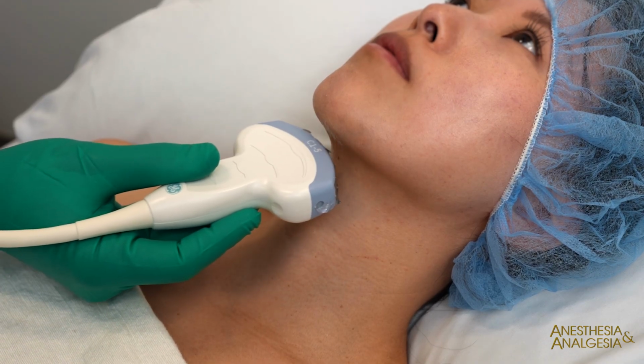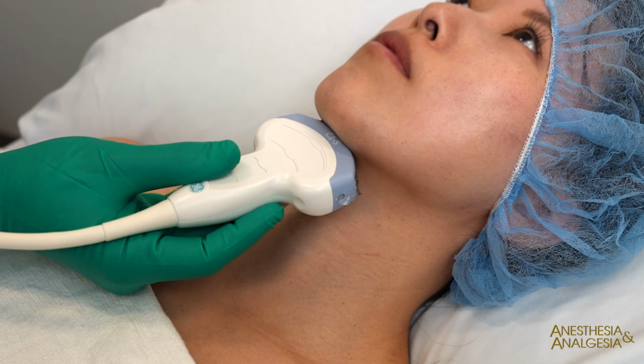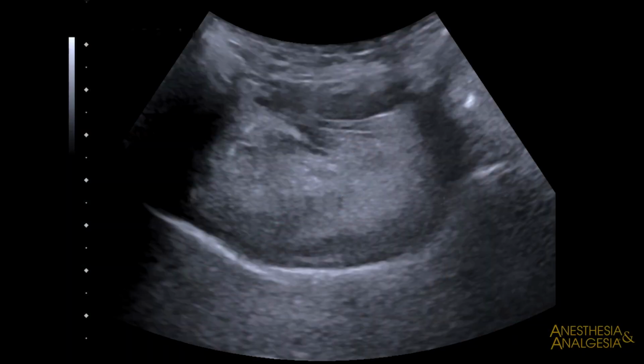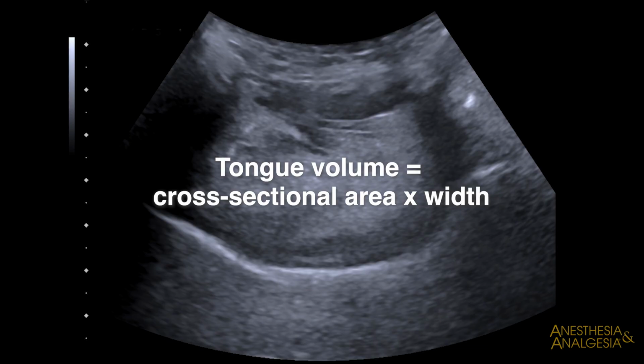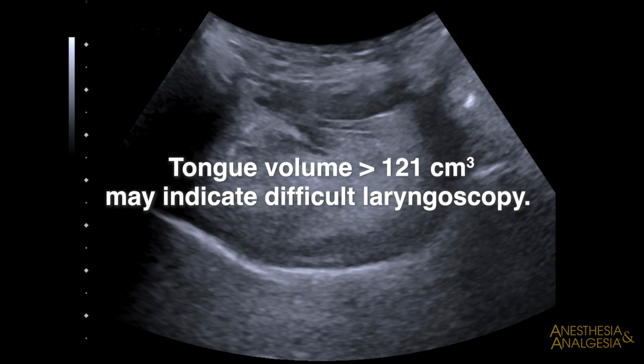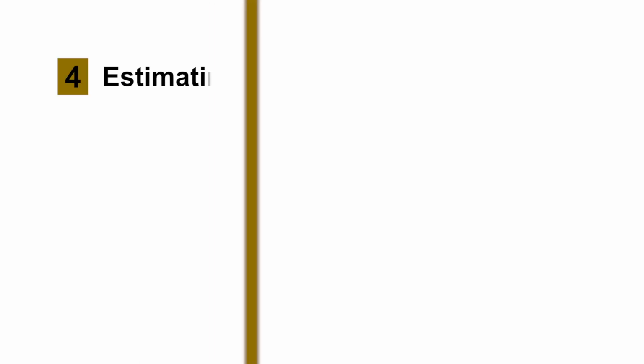Tongue width is measured using the curvilinear probe in the transverse plane. The measurement is performed at the midsection of the tongue as the distance between the most distant points. This parameter is not relevant on its own, but is needed to calculate tongue volume, which is equal to the tongue's cross-sectional area multiplied by its width. Tongue volume calculated to be greater than approximately 121 centimeters cubed may indicate difficult laryngoscopy.